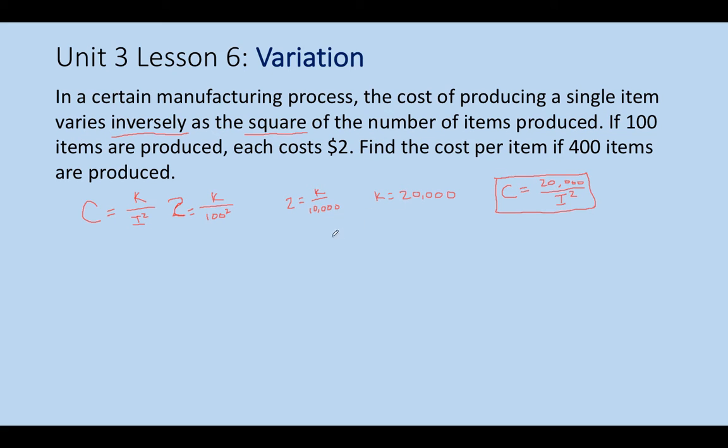It says find the cost per item, C, if 400 items are produced. So now I've got 20,000 divided by 400 squared. Don't forget that you're still squaring it. Well, 20,000 divided by 400 squared is going to be 0.125, so the cost per item would be about 12.5 cents per item. All right. So there's another quick example.